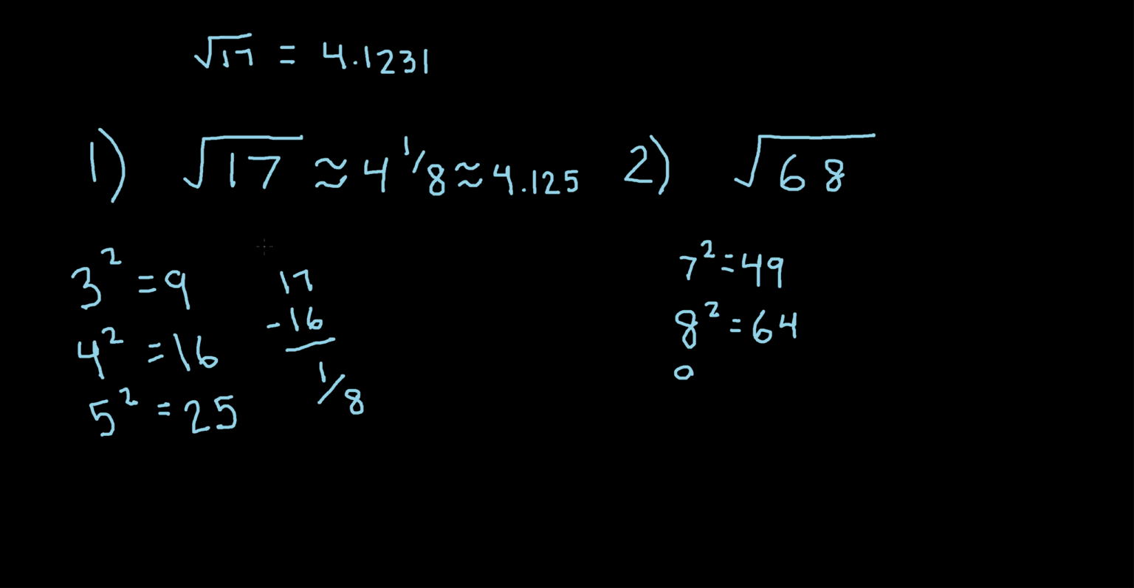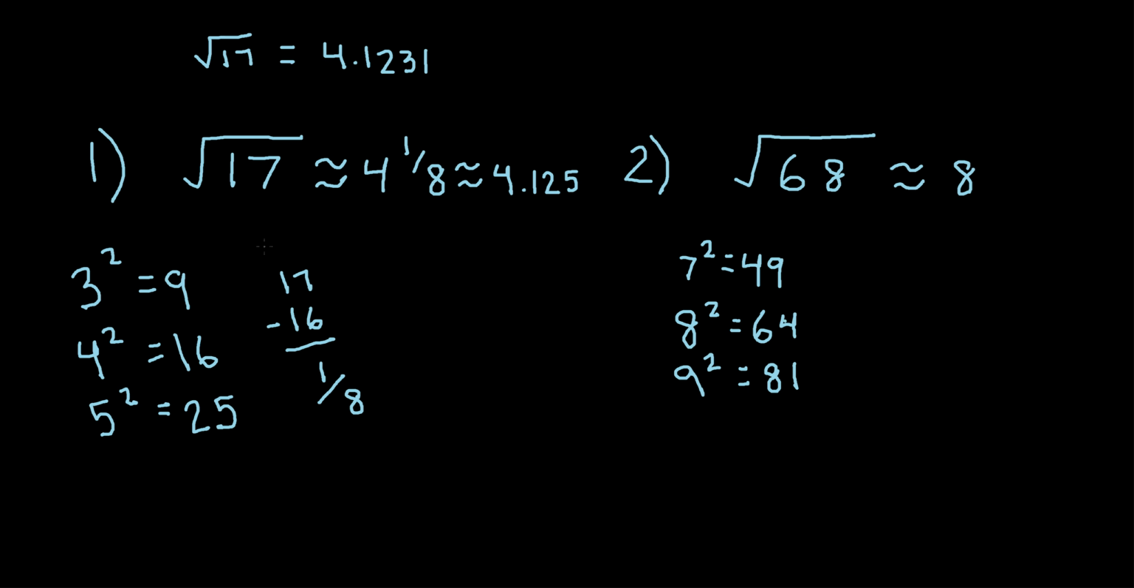Let's try one more. 9 squared. That would be 81. So that's too high. Remember, we want to try to find the number squared that gets us close to 68 without going over. So that number would be 8. So the square root of 68 is about 8, and then there will be some fraction or some decimal that comes after the 8. So let's use our trick again that we used in the first example.